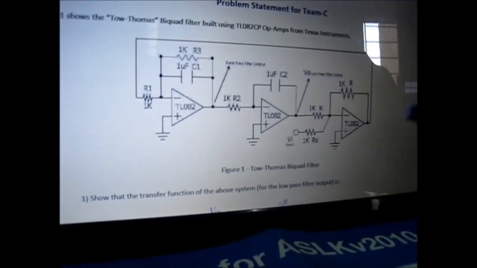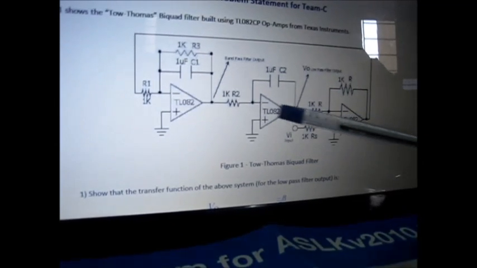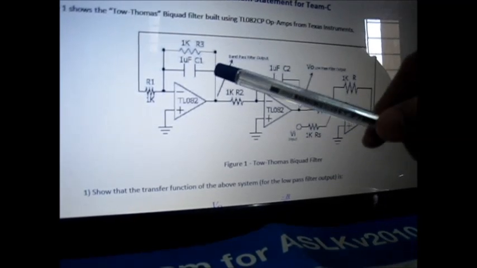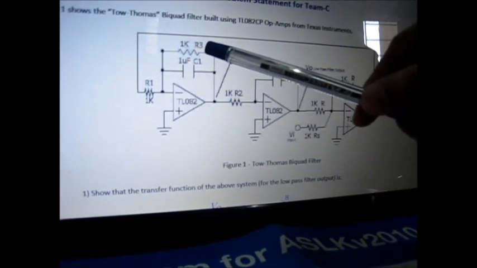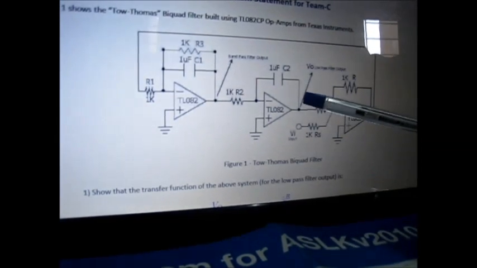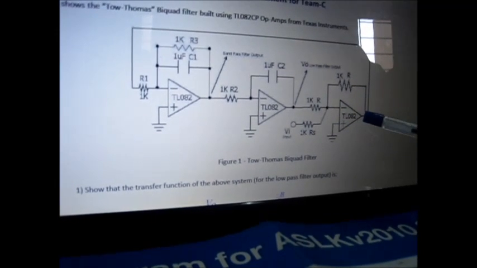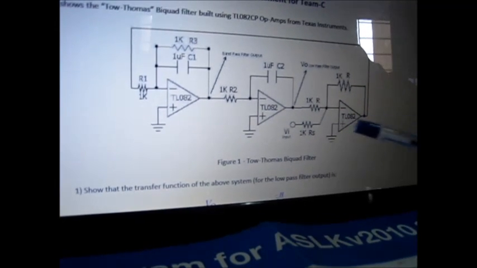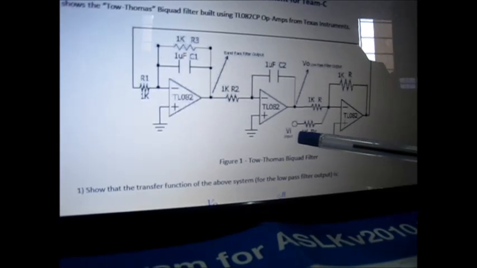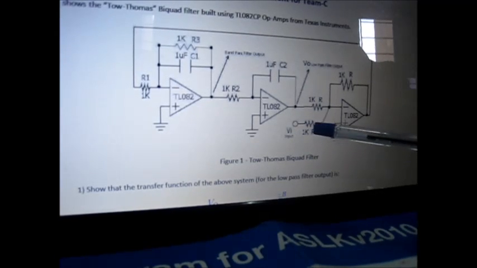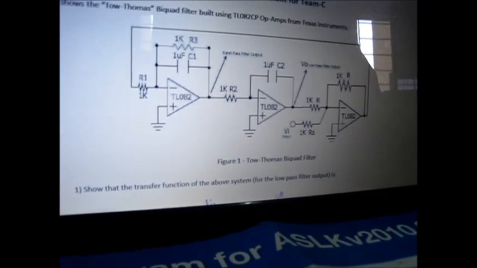It consists of 3 stages. All the 3 stages are in inverting configurations. The first stage is a practical integrator. The second stage is an ideal integrator. And the third stage is a summing amplifier. The input to the circuit is given as a sine wave of peak to peak 2 volts to the inverting terminal of the third stage.